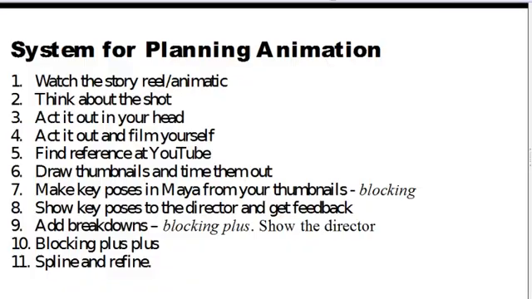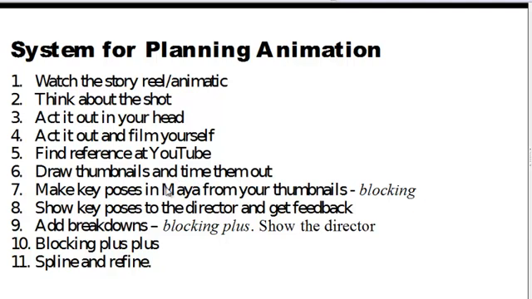So first of all, here's our system for planning animation, and this is a sort of general outline of how you might approach any shot. Now watch the storyboards or the animatic if there is one, and then have a think about the shot. Don't neglect the thinking part of the process. It's very, very important. Act it out in your head so you can see it as a kind of movie. Film yourself acting it out or other people. Find good useful reference at YouTube, particularly important with animals and creatures. And then, this is super important, we don't want to skip this, draw thumbnail sketches and then time them out so that you have a plan.